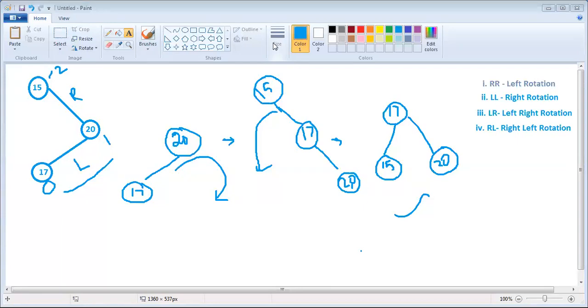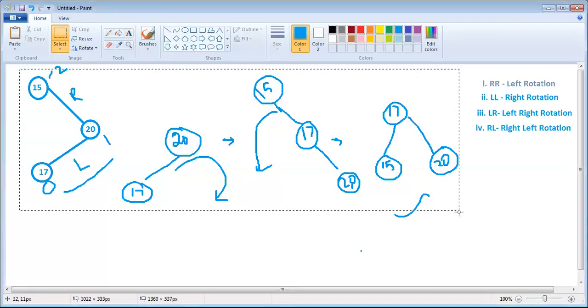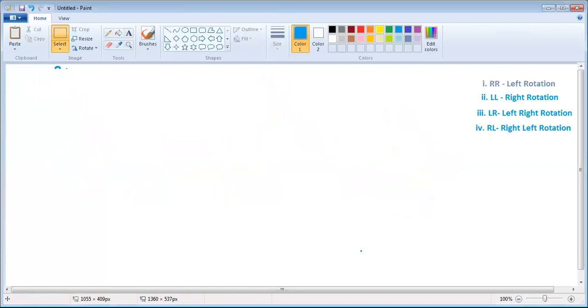I will give one problem. I will ask someone. You just let me know. Okay. Sorry. For example, I'm having one tree like this.